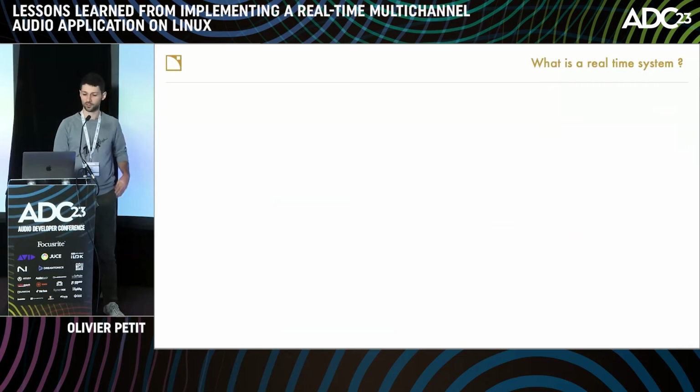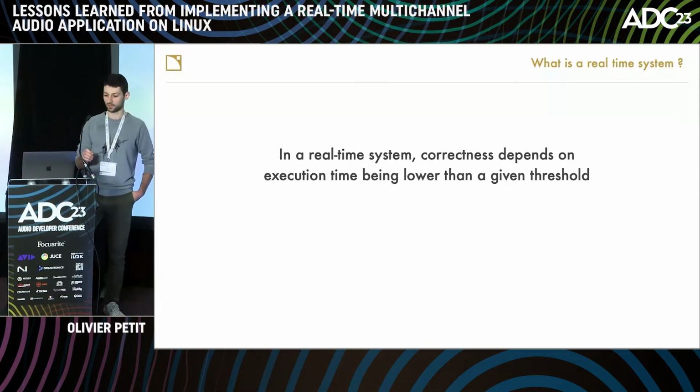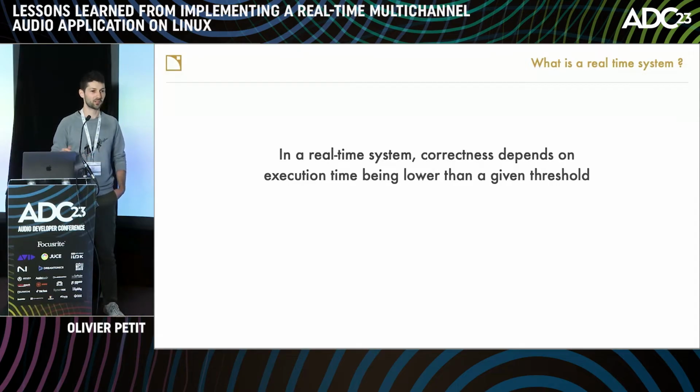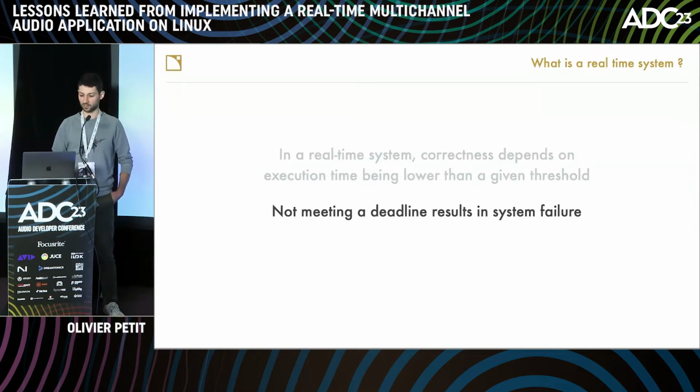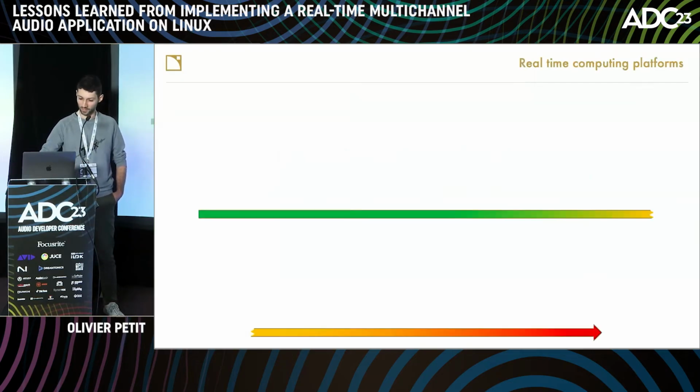Okay, so now we're going to talk about real-time systems, just to make sure we're on the same page about what we're talking here. So in a real-time system, correctness depends on, obviously, the output being correct. This, I think, we can all agree with. Also, the execution time needs to be within that threshold. If you're under that threshold, you're good. If you're over, it's failure of the system. So not meeting a deadline is system failure. And so for audio systems, that means basically we need to process or synthesize or record. Actually, that's also an interesting use case that we don't talk about this much in this conference. 1 block of audio in less than the time it takes to play back this block of audio. So I'm sure you're all familiar with this concept.